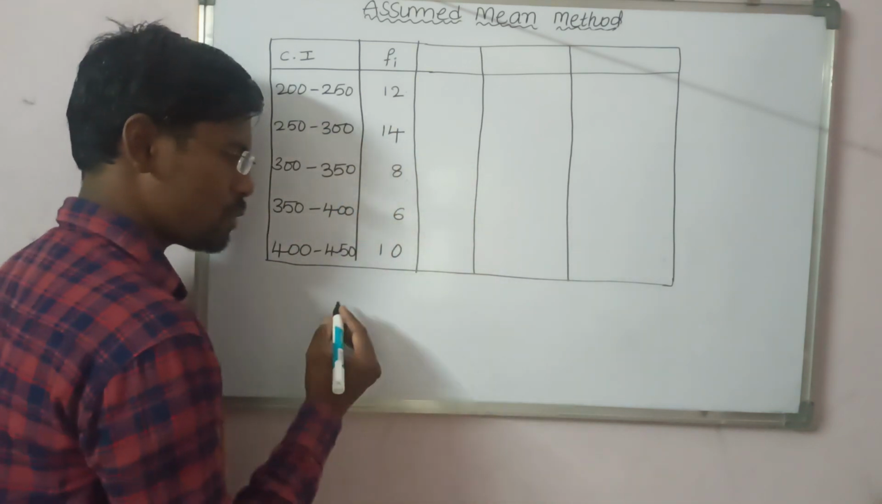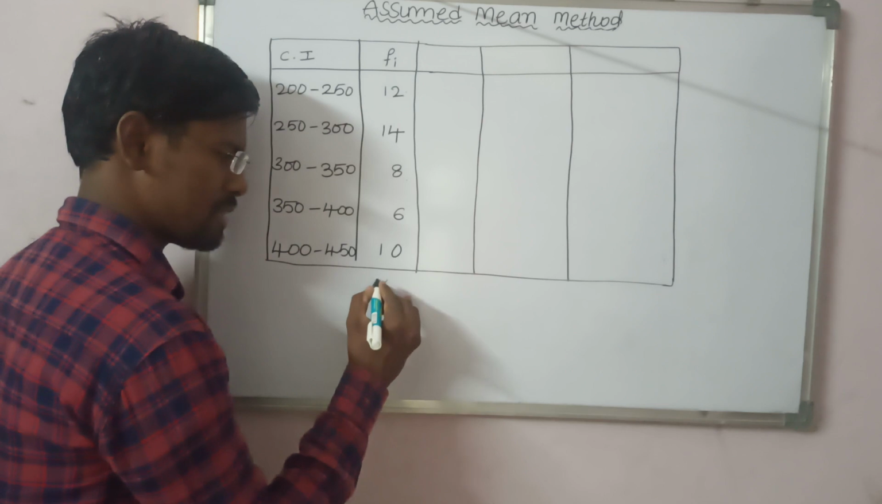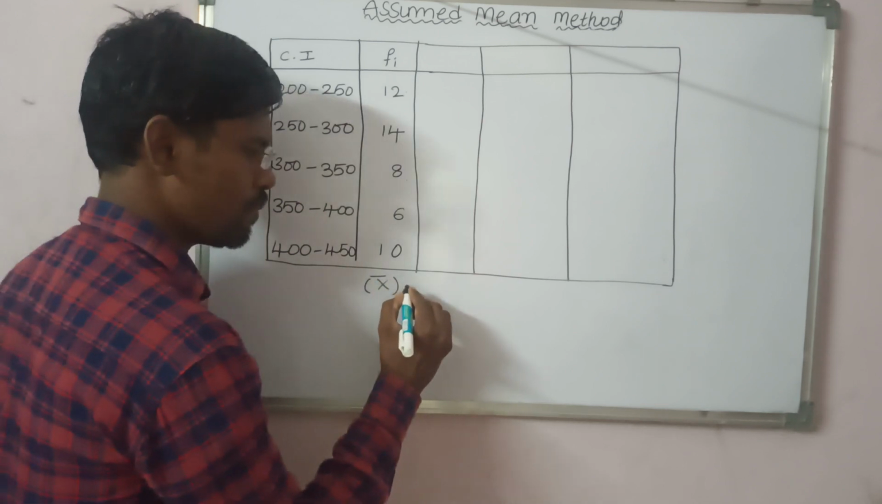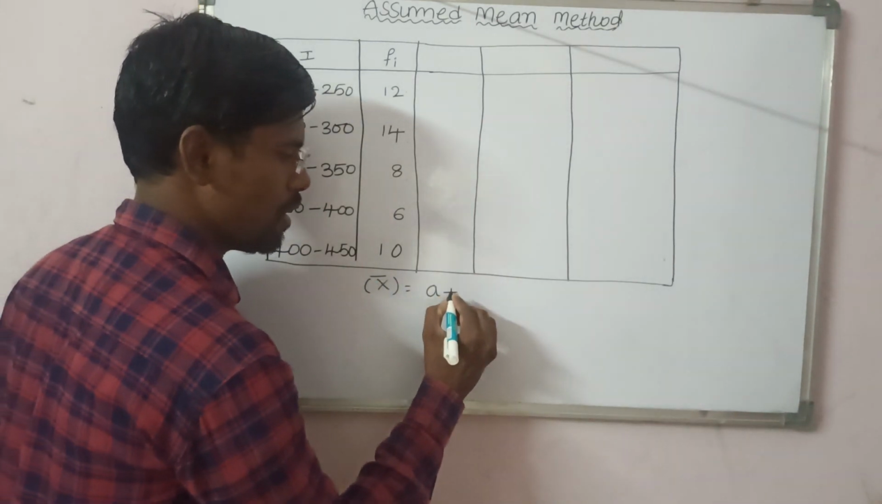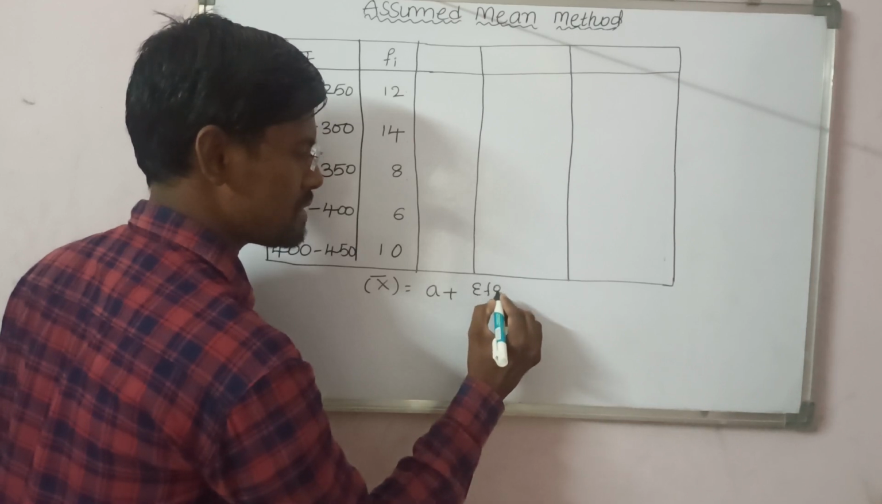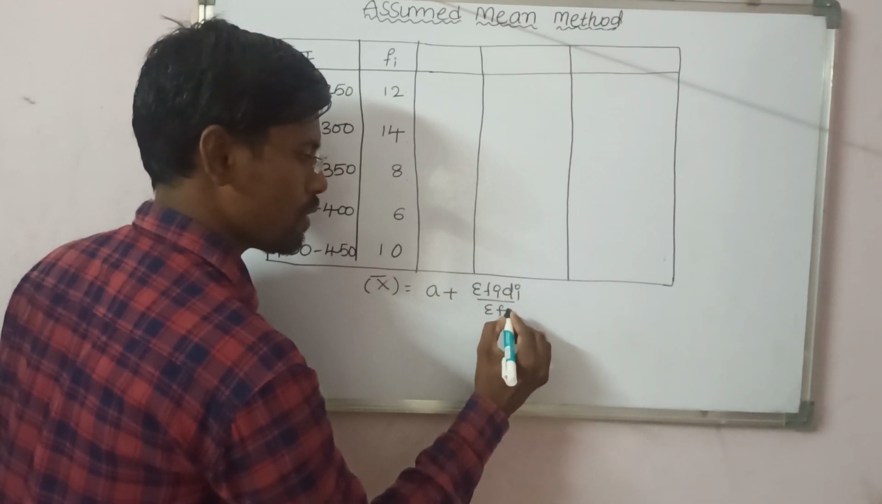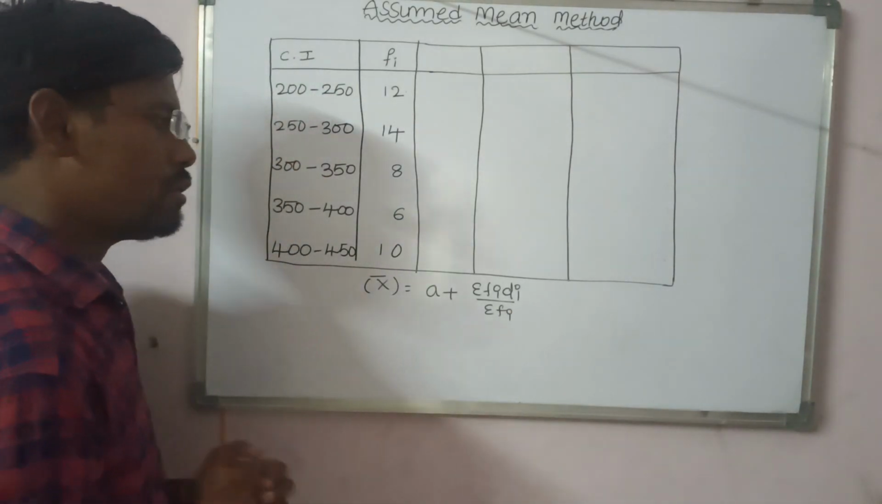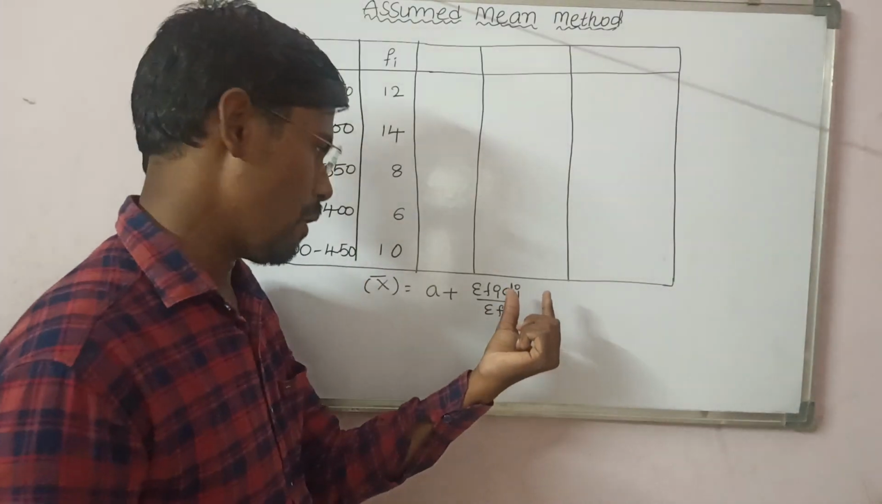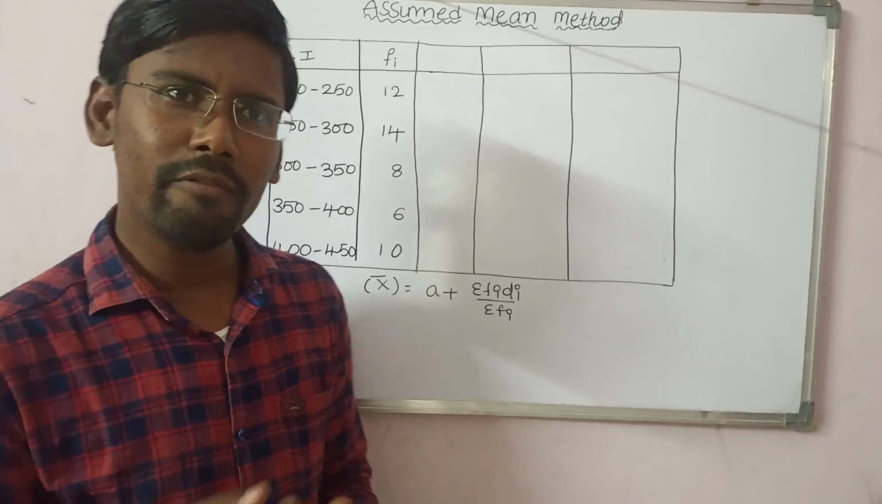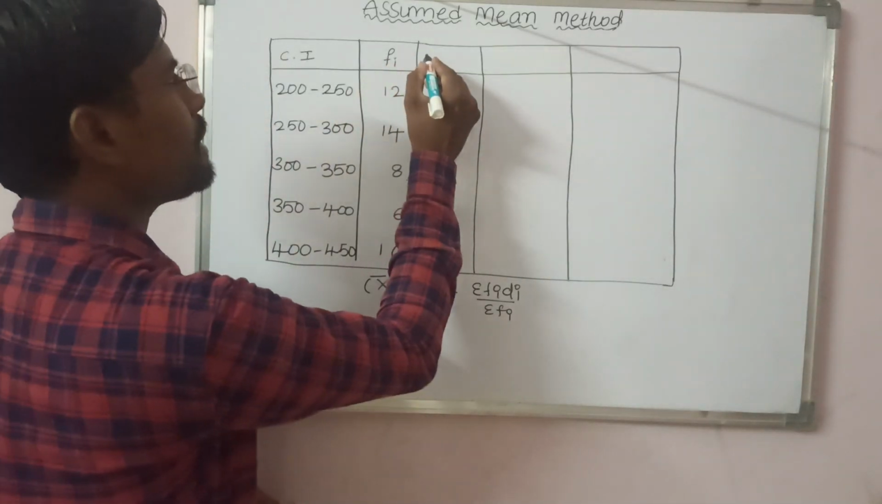First we have to know the formula of the assumed mean method, that is x bar is equal to a plus sigma fi di by sigma fi. So it is the formula of the assumed mean method. To find this we need the di value, and to find the mean every method contains the mid value.